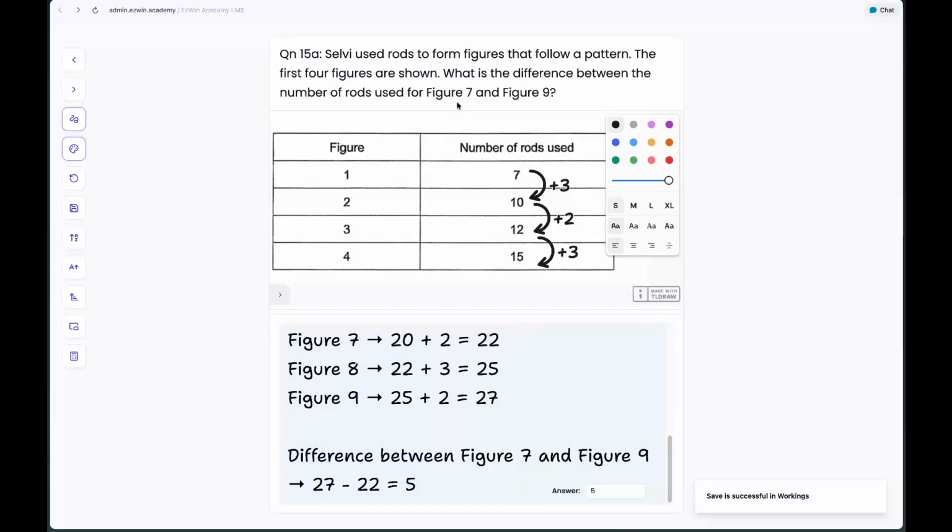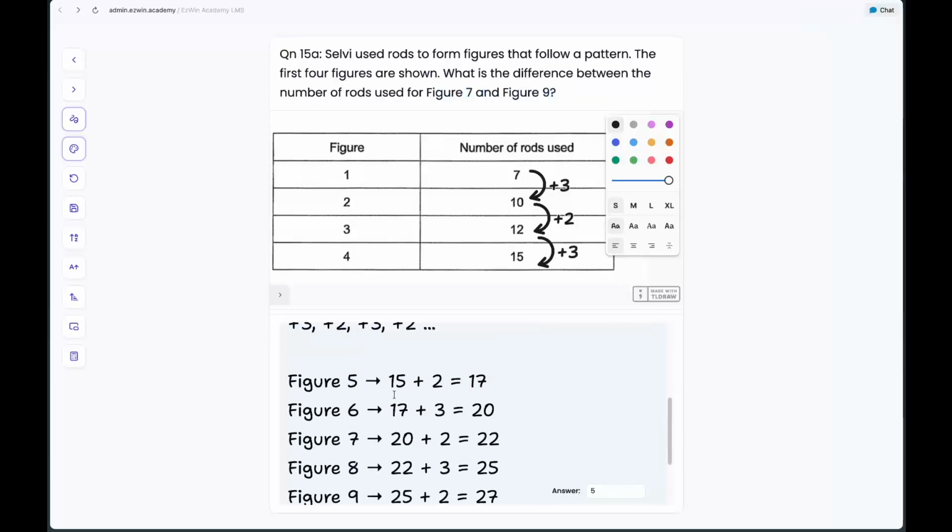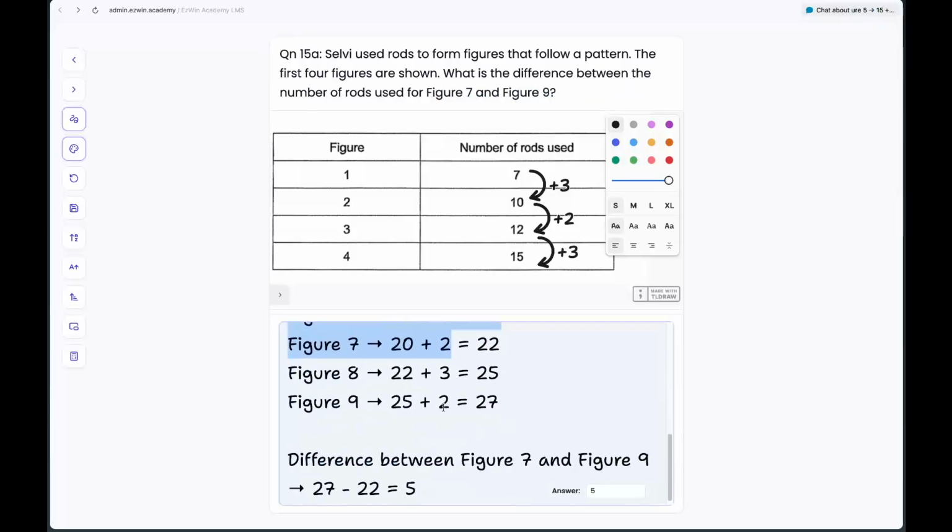This will give us 5. There you go. So if you have figures that are small, you can just brute force or just literally calculate as what you see over here. But make sure you know the pattern.